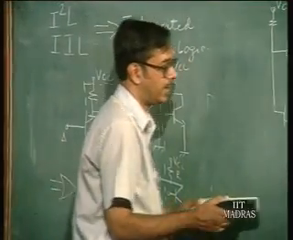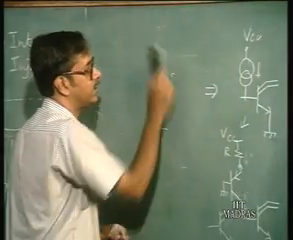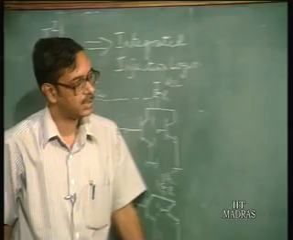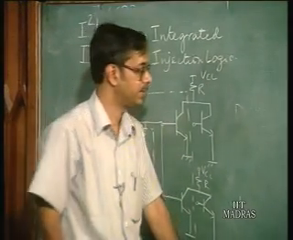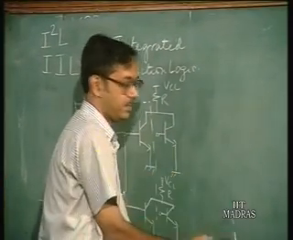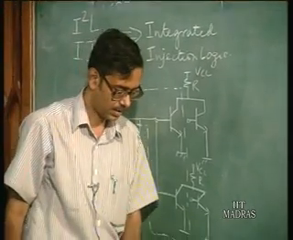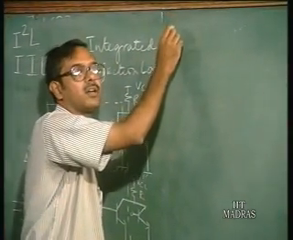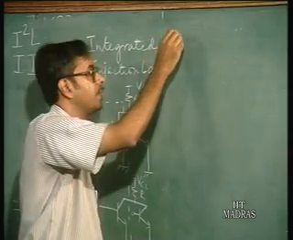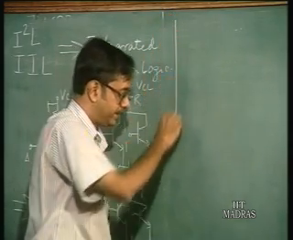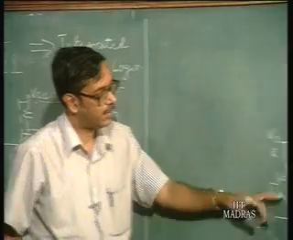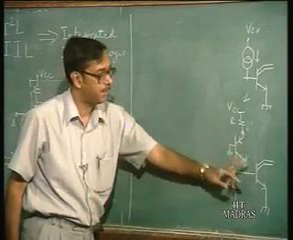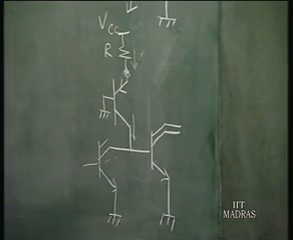In fact, the I squared L logic family was invented, I should say, in the Philips laboratories at Eindhoven, Holland, in the late 60s I think, or early 70s. So, you see that you have a structure here which is a very simple structure, one PNP, one NPN. This is the I squared L structure.